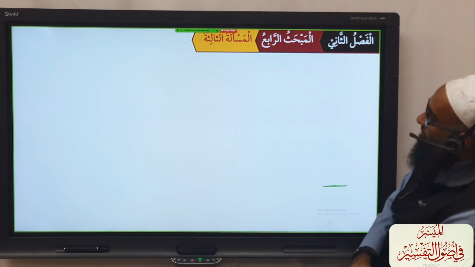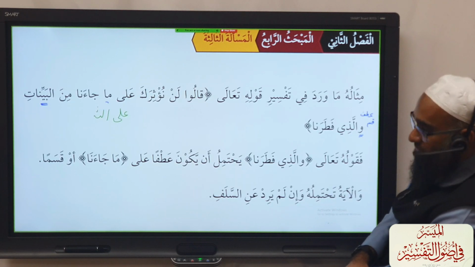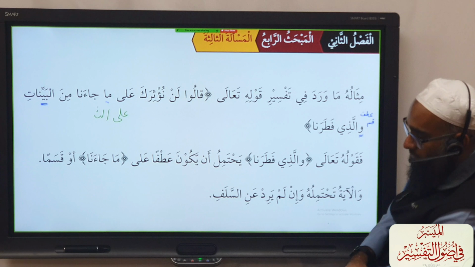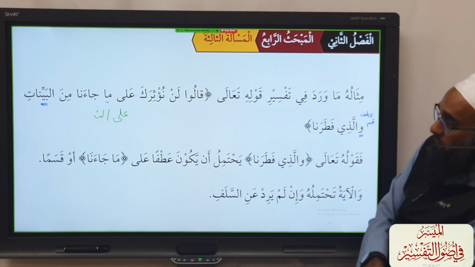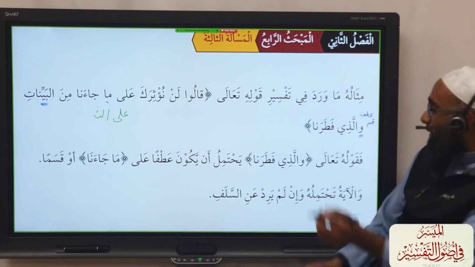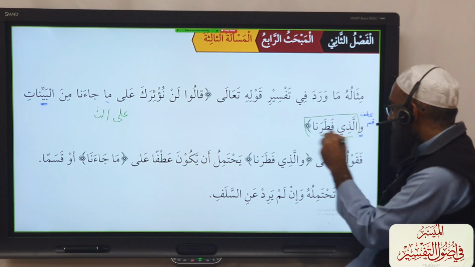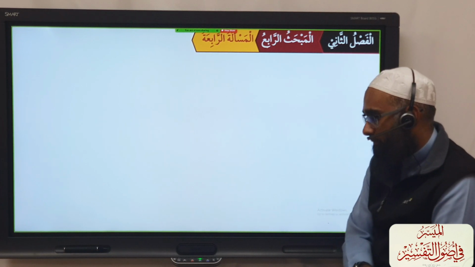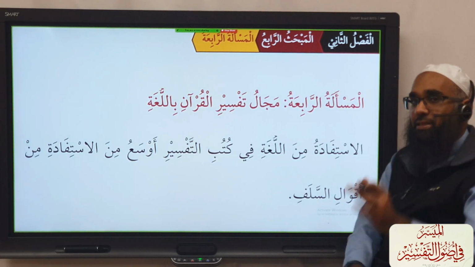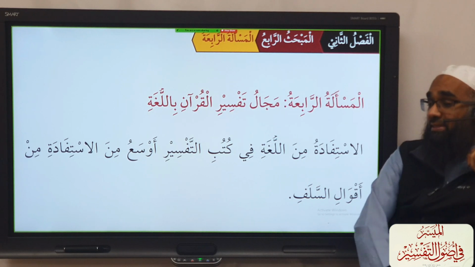So وَالَّذِي فَطَرَنَا can be two possibilities. One is atf, and the second is qasam. We will not give you preference over anything. Wallahi, ay, by the one, this is waw qasam, mawsul sila, by the one who created us. We swear by the one who created us. Understood?